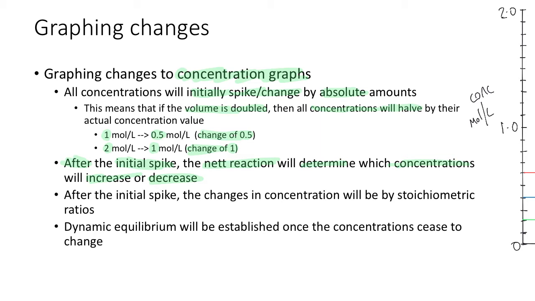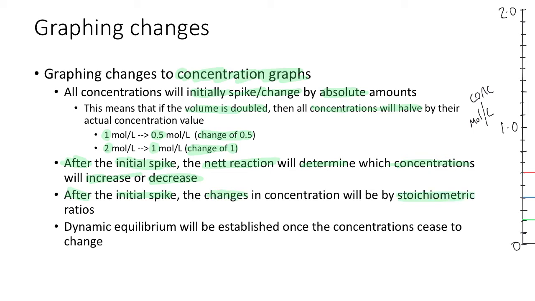All right, so you need to go right back to all of that collision theory stuff to work out what the net reaction is going to do. And then after the initial spike again, the changes in concentration will be stoichiometric.